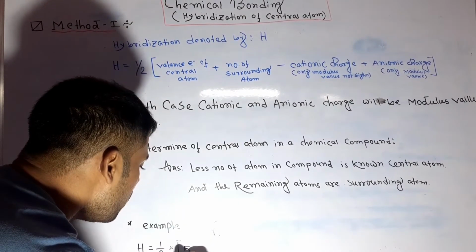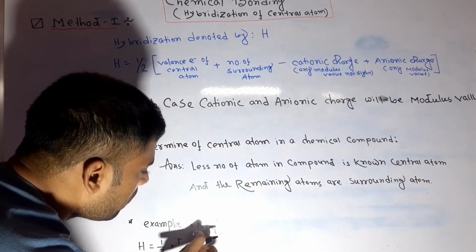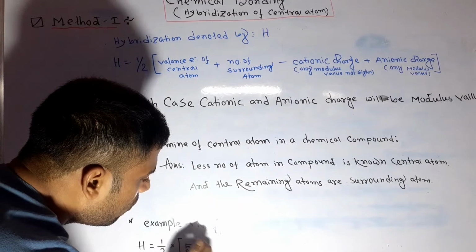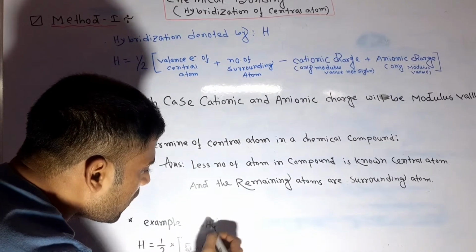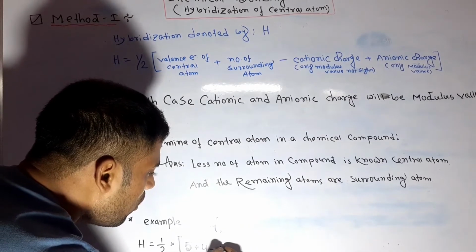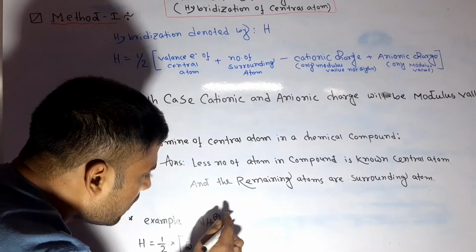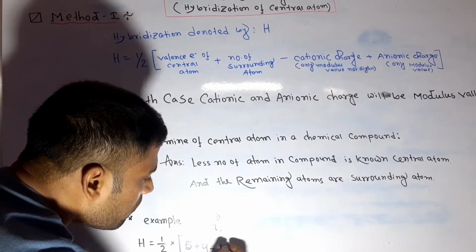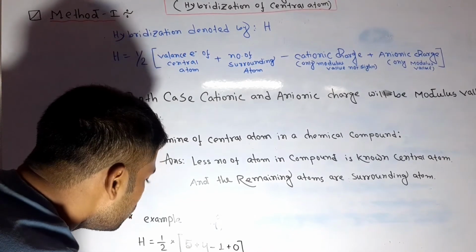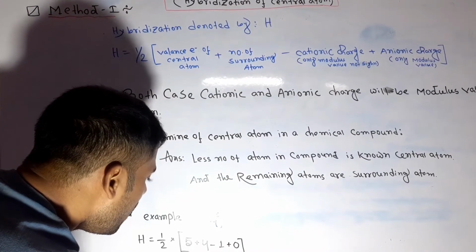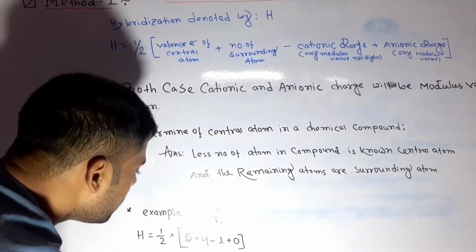So valence electron of the central atom is 5, plus the number of surrounding atoms, hydrogen, how many? 4, minus cationic charge 1 plus, that means only the modulus value is given, so cationic charge is 1, plus anionic charge not present, 0. So the hybridization number is half into 8, that means 4. So this is the hybridization number 4.